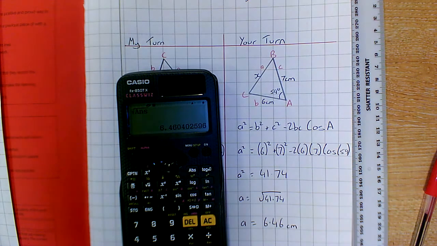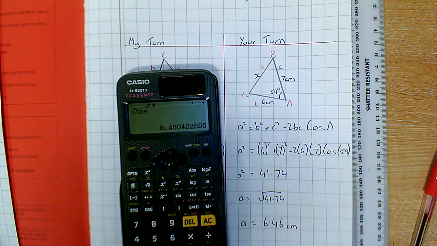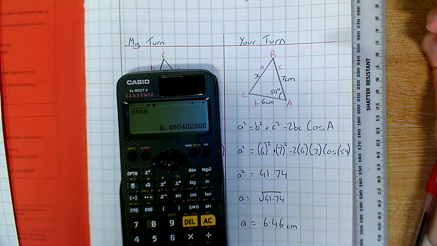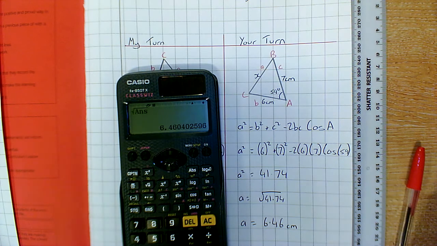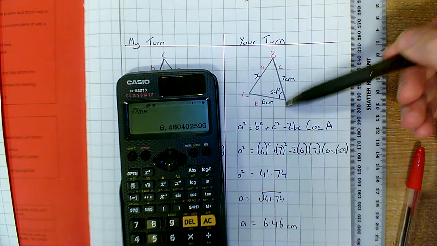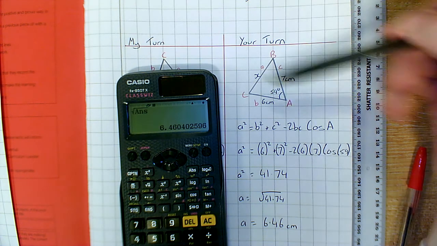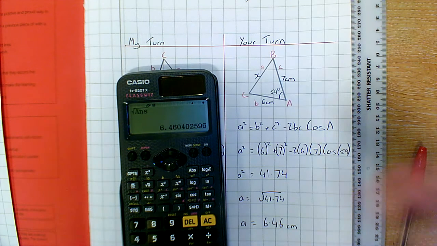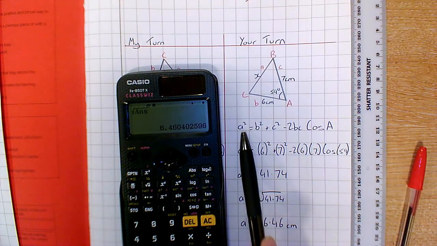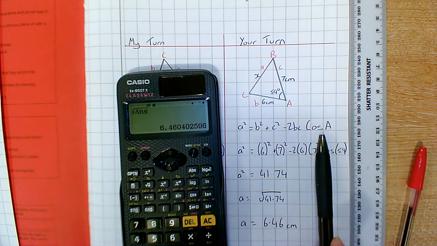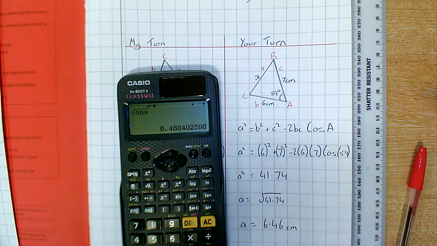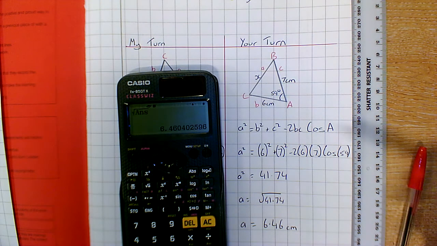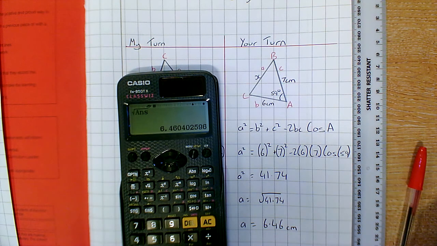Okay, so you should have got an answer of 6.46 centimeters for the missing side. Okay, that's really all there is to using the cosine rule to find a missing side. As with what we've done before, once you've got the triangle labelled, and you've correctly labelled your A, and that's the most important one here, because that's what we're trying to find, and that's the angle that we've got. Once you've done that, it's just a matter of substituting your values into the formula.